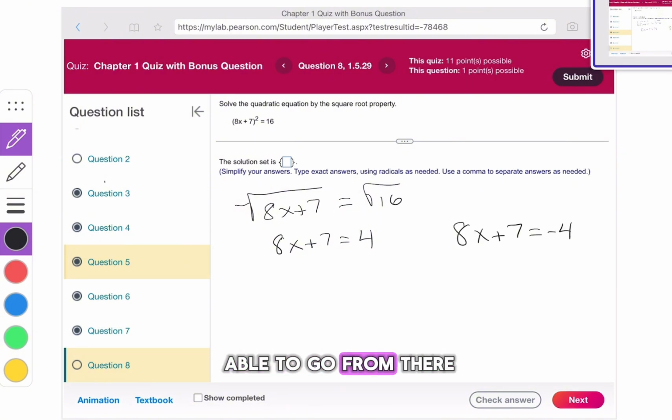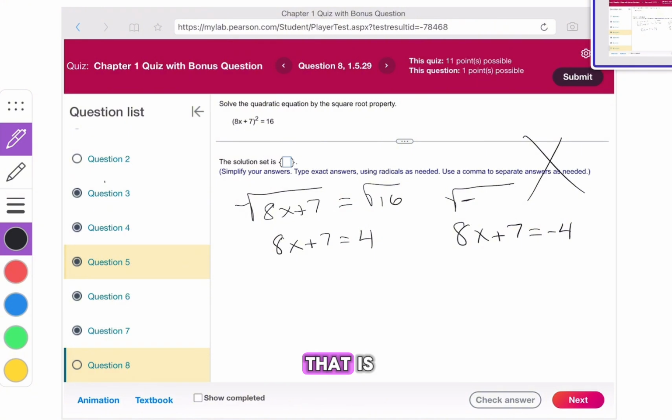You should be able to go from there, but be careful because more than likely it's not going to work for one of them. And I can already tell you that there is no such thing as a negative square root. So if you find yourself with a negative under there, you need to cross out that solution, whatever that is.